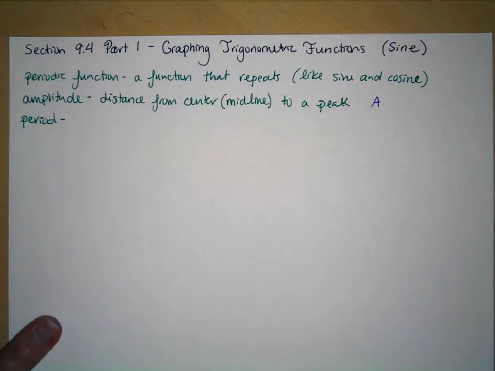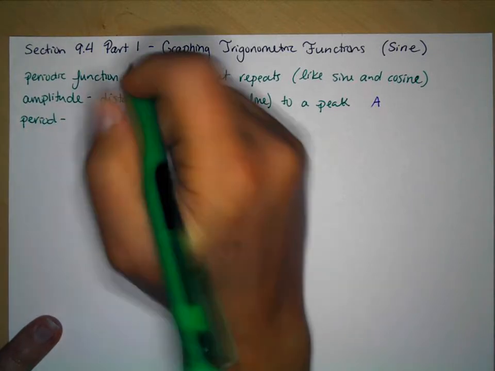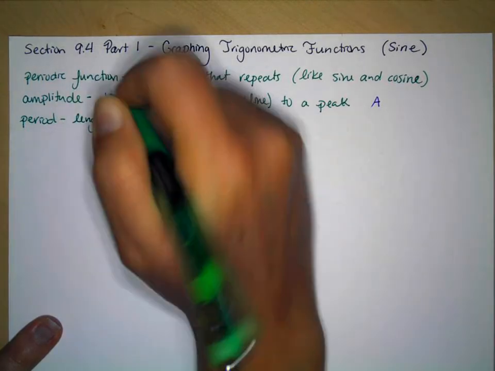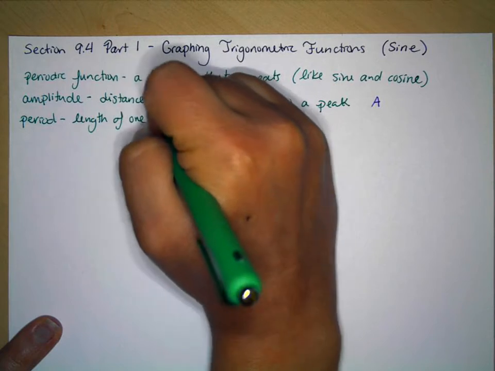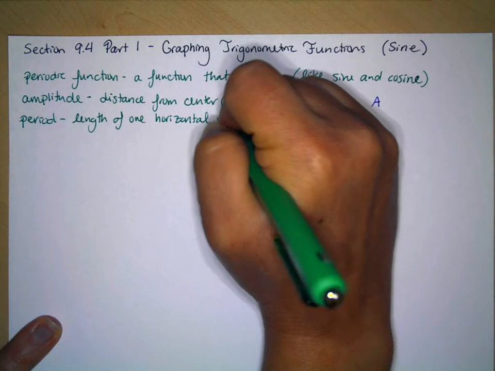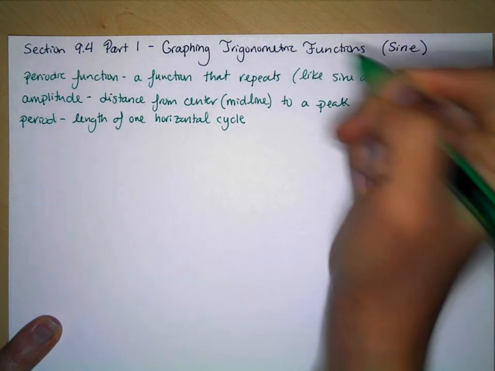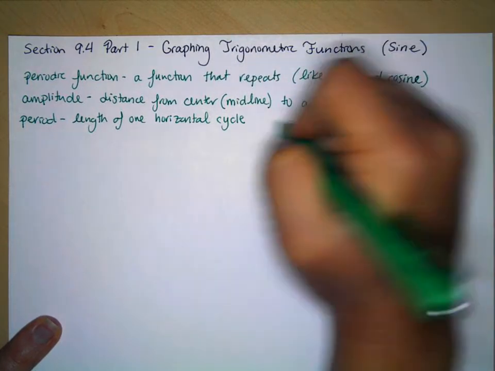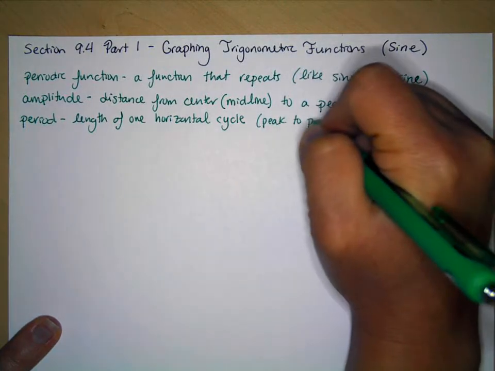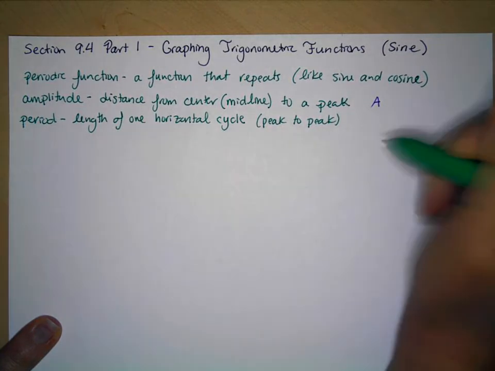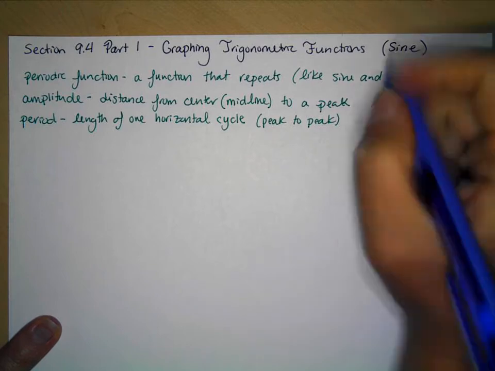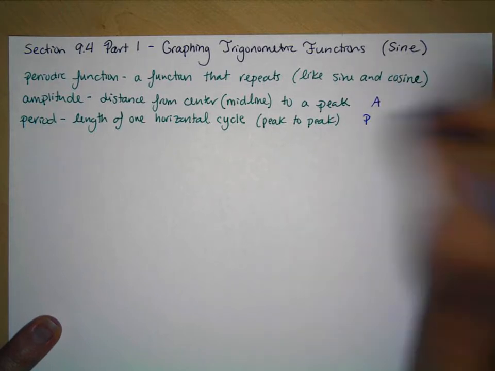The period of a periodic function is the length of one horizontal cycle. So from a maximum to a maximum or a minimum to a minimum. I'm going to abbreviate period with the capital letter P.